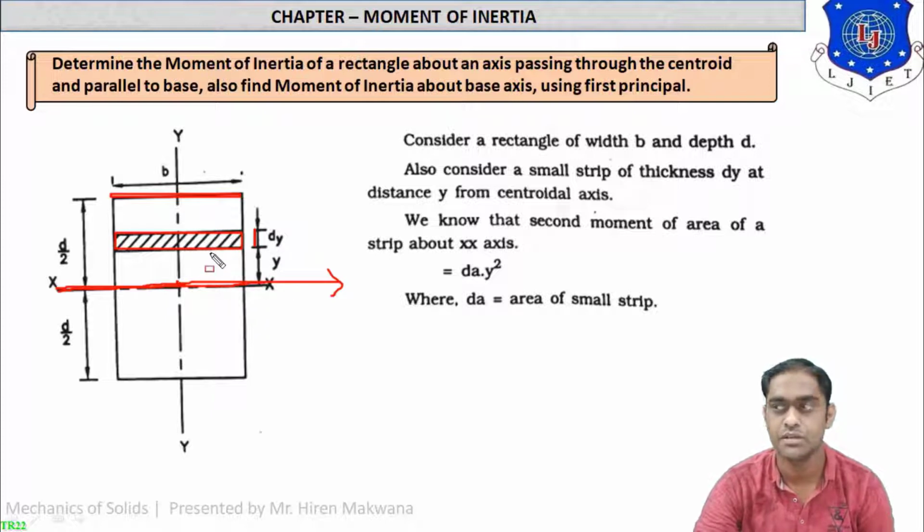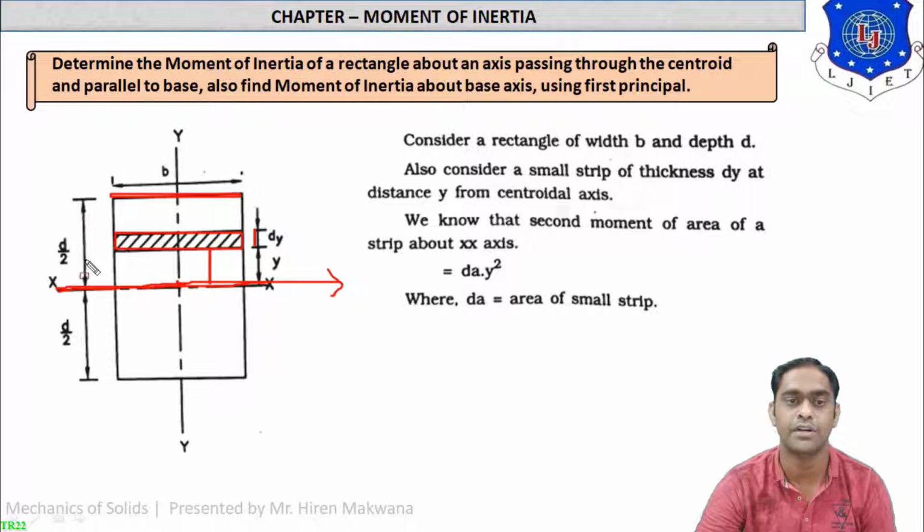Now, this strip is cut out at a distance of y from the horizontal centroidal axis. You can see, from the centroidal axis, the upper height of the rectangle is d by 2 and the lower height of the rectangle is d by 2. Or you can see the total depth will be equal to d. Now, what is the area of the elemental strip? It is equal to b into dy.